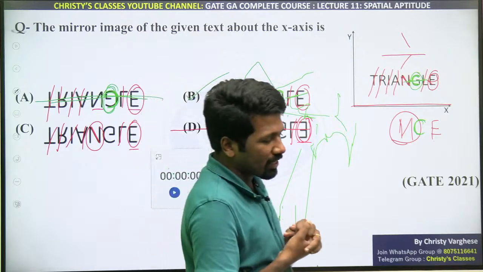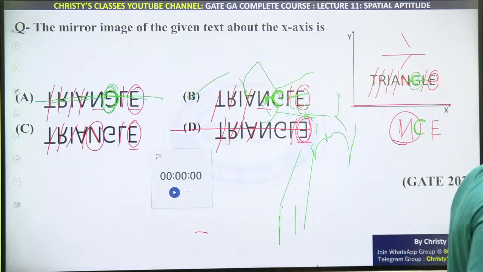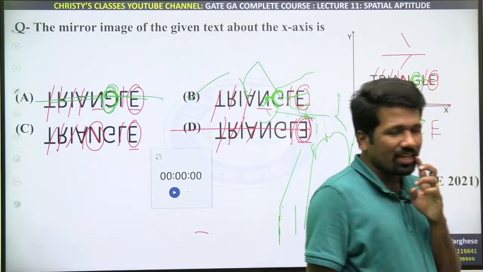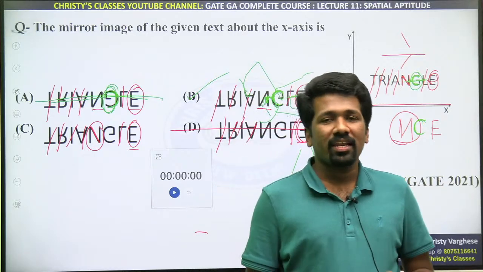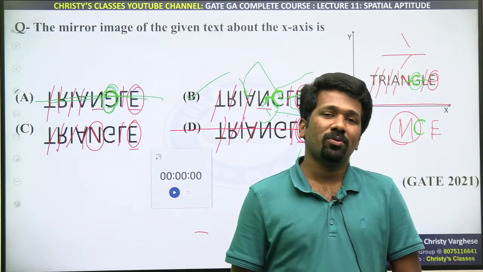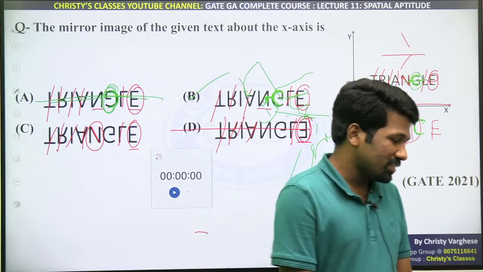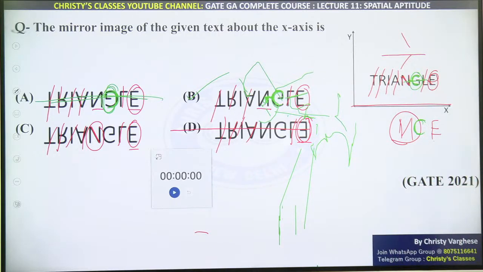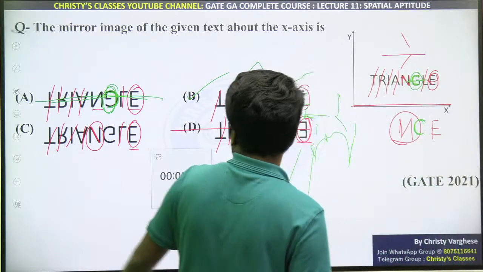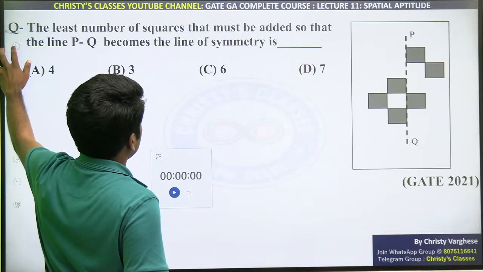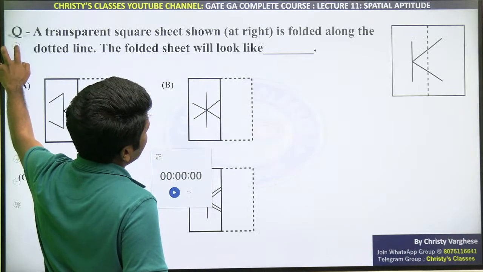So if you can fold the paper, that will be easier. But if folding the paper is a problem practically, then use the elimination method. Whichever is okay for you, use it. So that is how mirror image questions of letters can be done better.